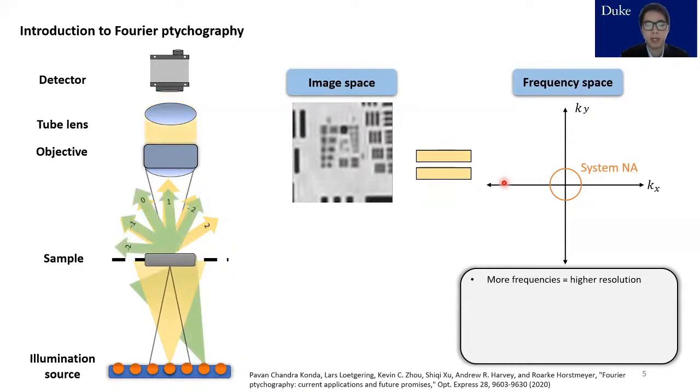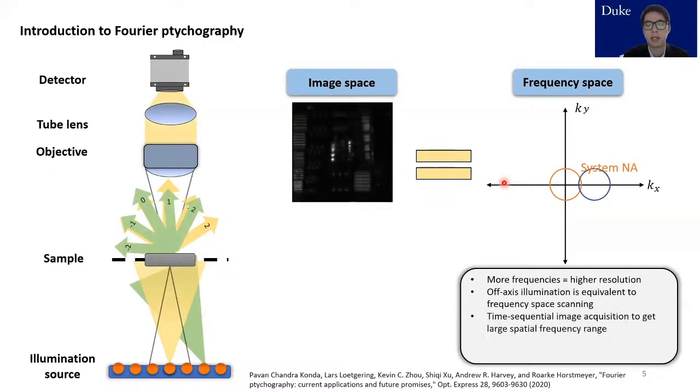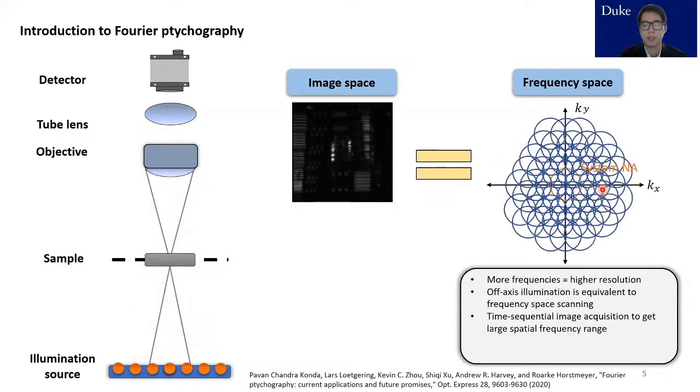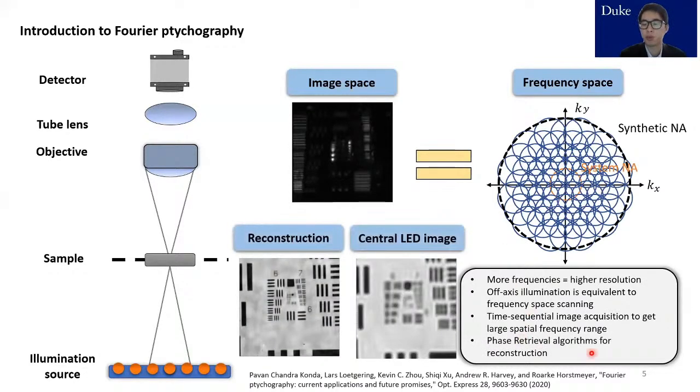Then if we tilt the illumination, the imaging system captures another part of the light. In the frequency space, the pupil is shifted towards some direction, which is decided by the LED position. Therefore, if we have enough different illumination angles to cover the whole frequency space of the sample, we get all the information of this specific sample. Then phase retrieval algorithms can help us get a very high resolution image from this group of data. This is the main idea of Fourier ptychography.